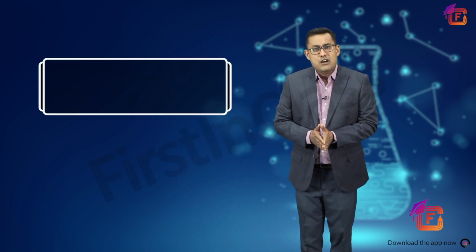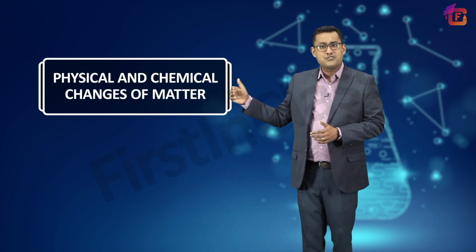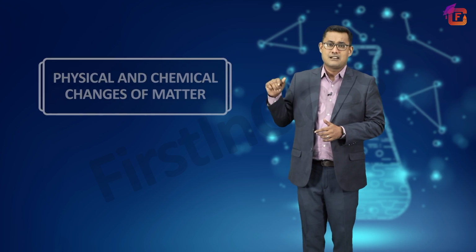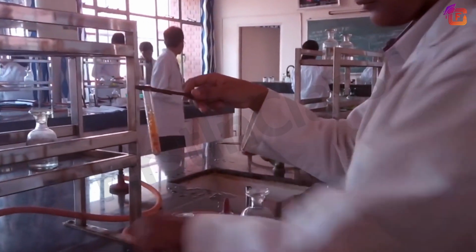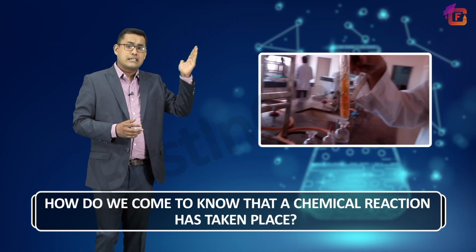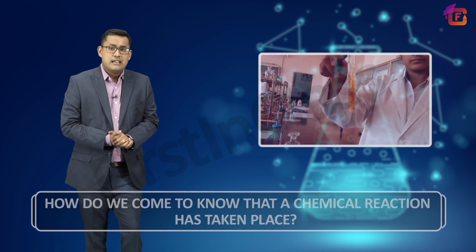Well, in all these situations, the nature and the identity of the initial substance have somewhat changed. We learned about physical and chemical changes of the matter in the 7th class. Whenever a chemical change occurs, we say that a chemical reaction has taken place. How do we come to know that a chemical reaction has taken place? Let's perform 3 activities to know the answer to this question.